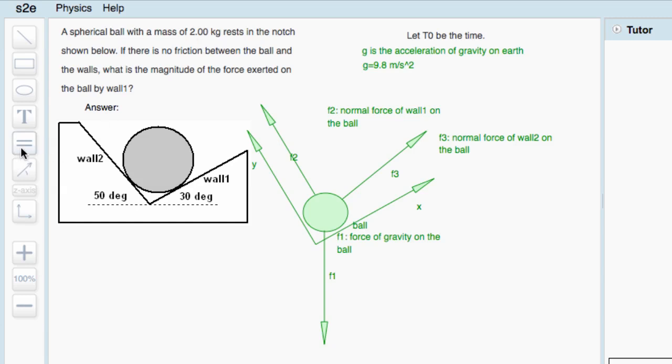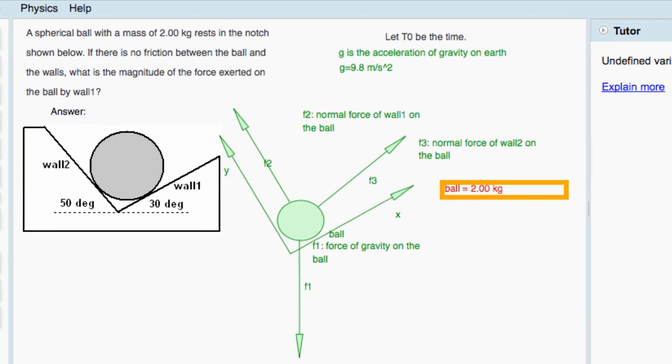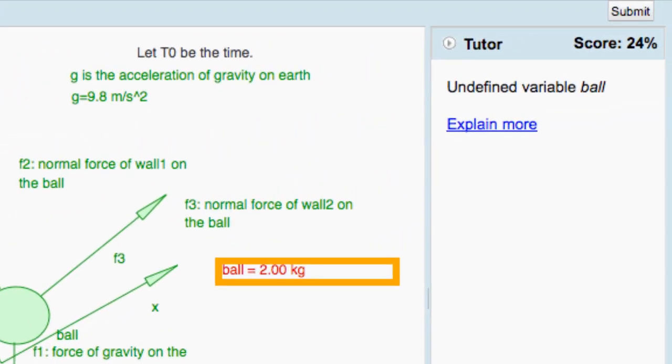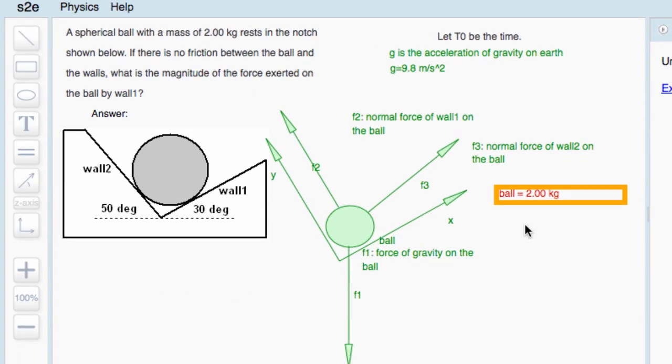Now if I do that right now, I just say ball equals 2 kilograms, I'm going to have a problem. It turns red because Andy's complaining. It says, I never defined the variable ball. Anytime you want to use an equation, you have to define your variables first. So I'm going to delete this.